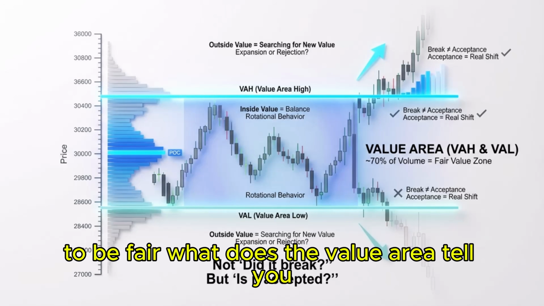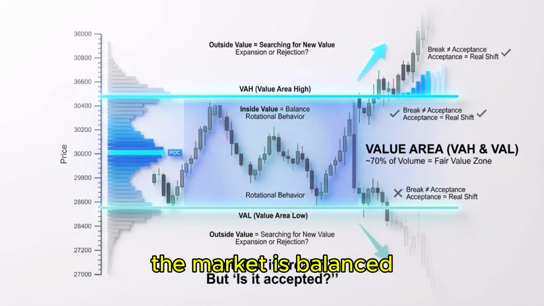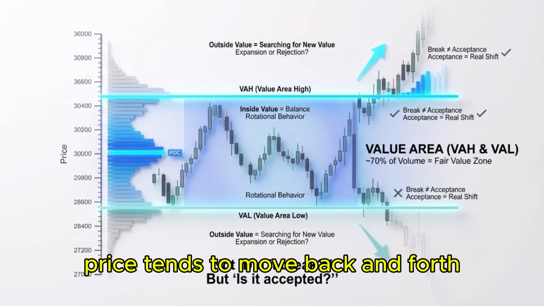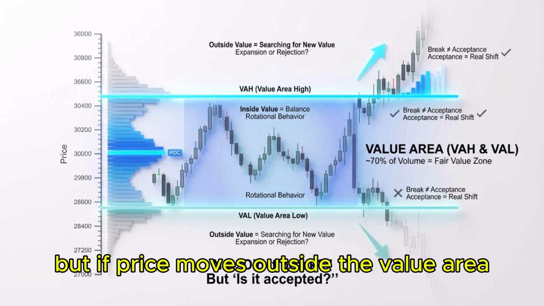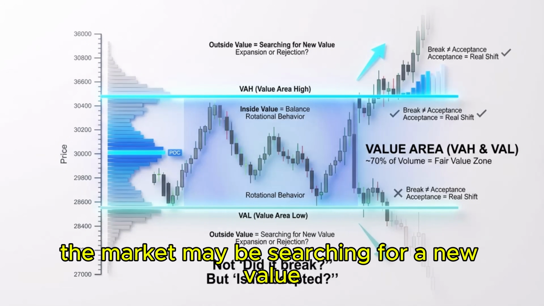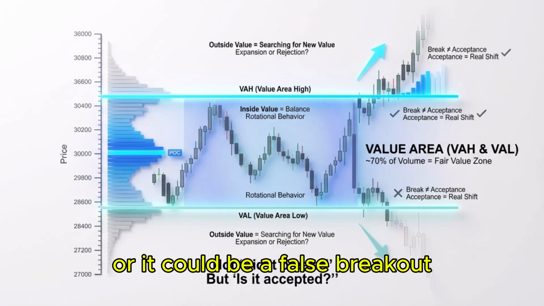What does the value area tell you? If price is inside the value area, the market is balanced. Price tends to move back and forth. Behavior is rotational, not trending. But if price moves outside the value area, the market may be searching for a new value. There is potential for expansion, or it could be a false breakout.